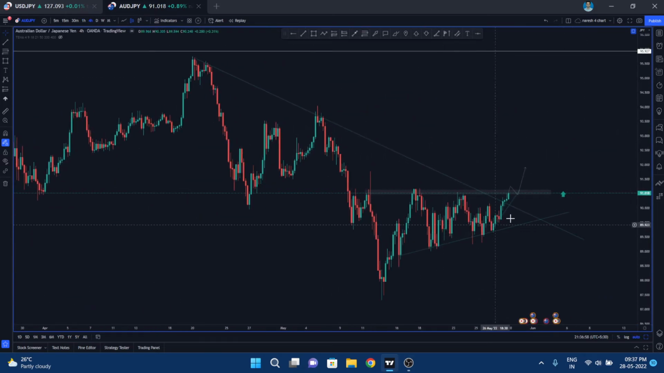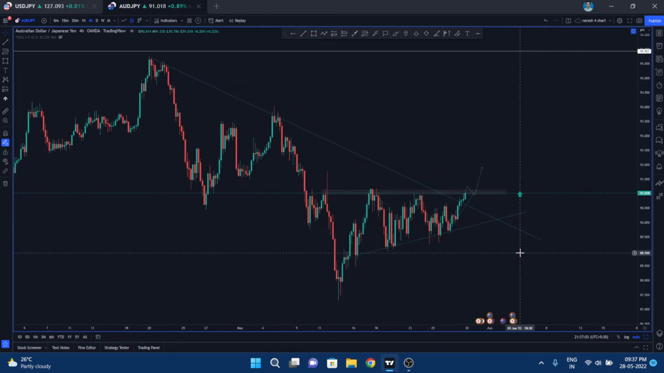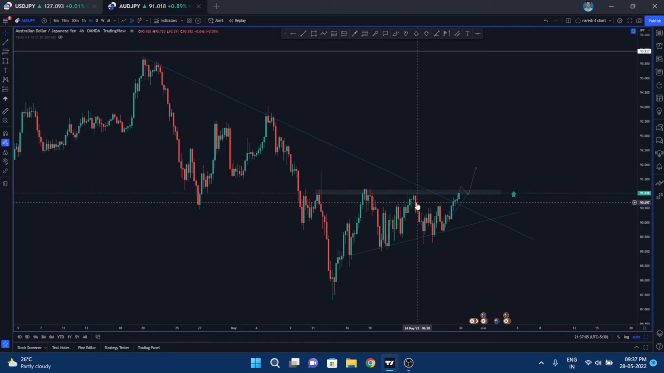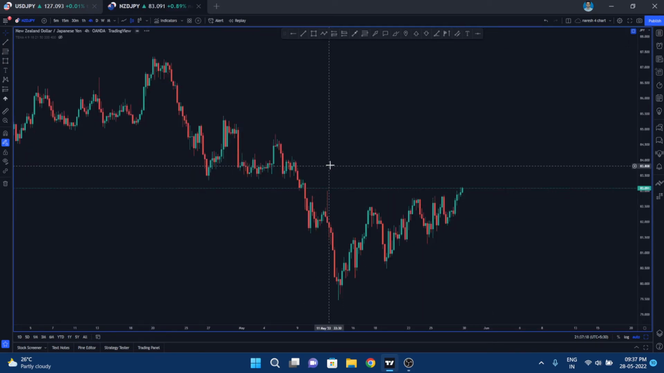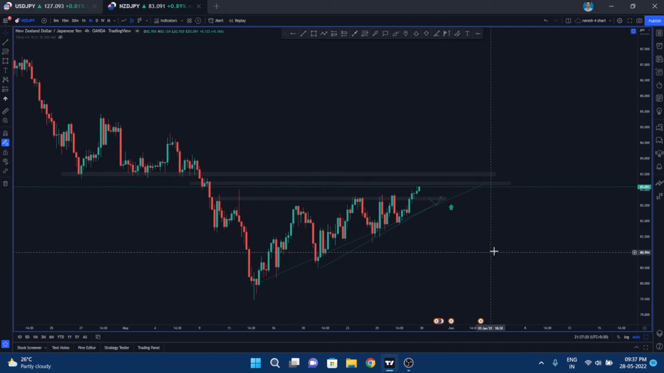So if it is respecting this resistance and continuing down, I'll not be looking for trades, because this is comparatively bullish compared to other JPY pairs, as I have told. Short entries for JPY pairs I will only be taking in USD JPY, because other pairs are bullish compared to the USD pair.